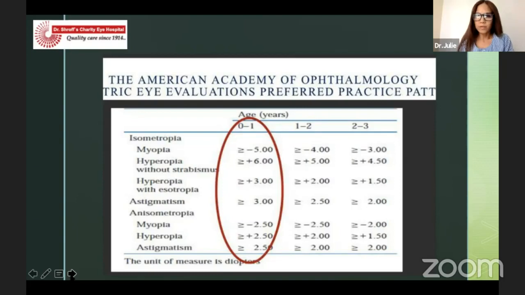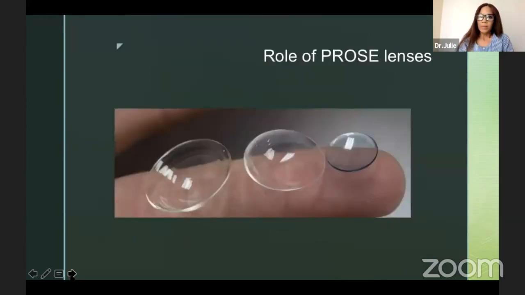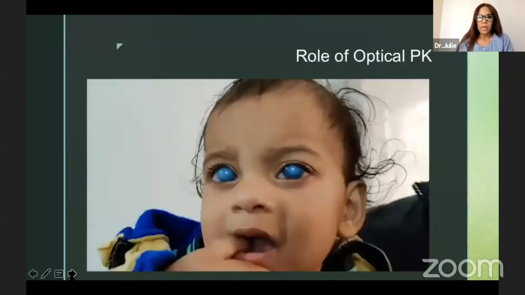It has been found that in children where there is corneal opacity and Haab's striae, there is a great deal of high order aberrations, and that may cause stimulus deprivation and myopia. The role of Prose lenses has not been documented ever. This kind of lens is used in patients with keratoconus and in ocular surface disorders in children, but in glaucoma, it has not been seen. So full emmetropic correction and very early prophylaxis and treatment for amblyopia with a close follow-up, I think, is a very important part of the management.